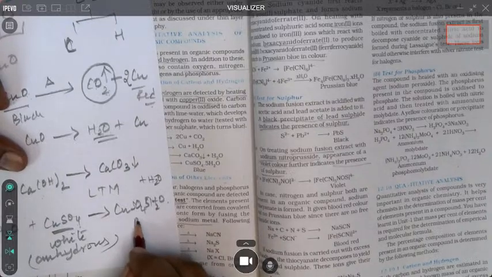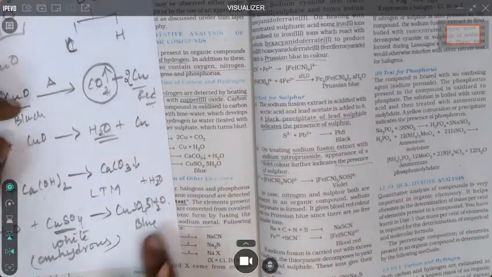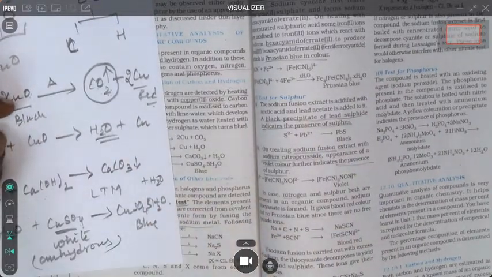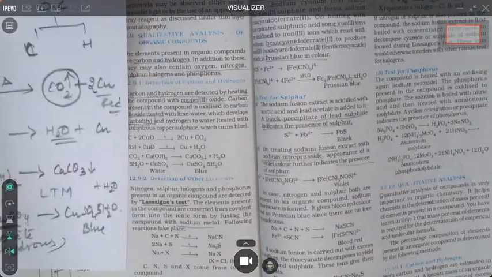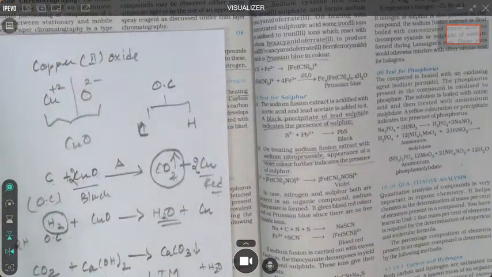Okay, this is the blue colored, cyan blue copper sulfate. This is a hydrous one, pentahydrate. This is called copper sulfate pentahydrate. Okay, so let me summarize this.